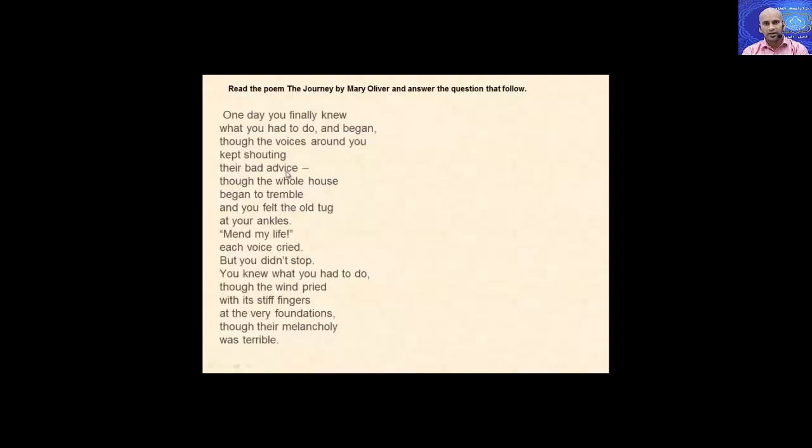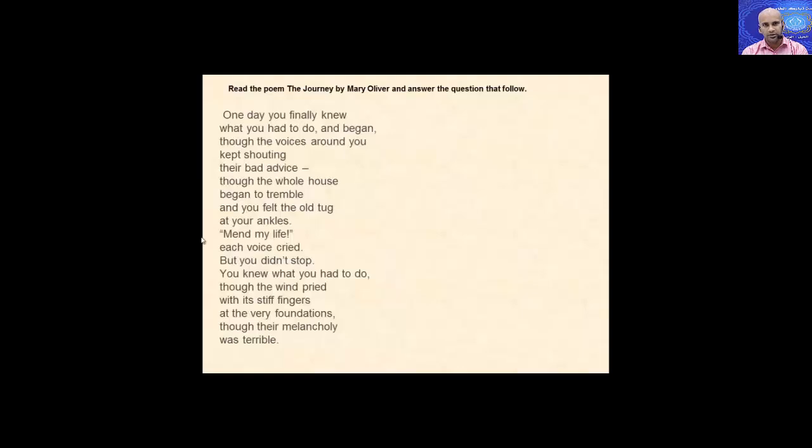Though the whole house began to tremble, even the house started shaking, trembling, still you didn't listen, because your journey is important. So your aim or your goal is important. So you started your journey. And you felt the old tug at your ankles. You felt like someone was dragging you behind. Mend my life, each voice cried. So the people were crying for help, to fix their life when your life is not even fixed.